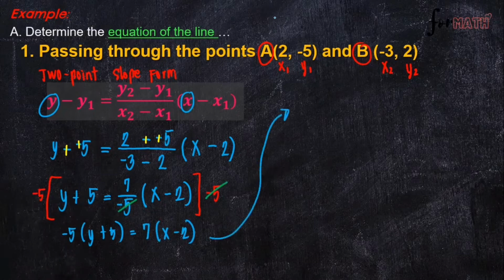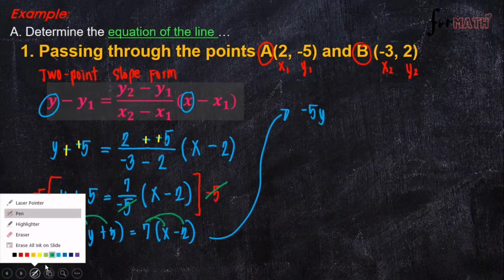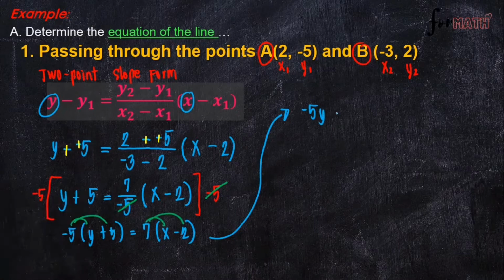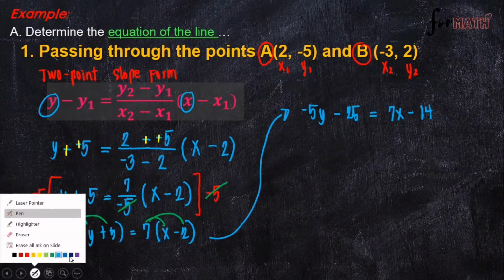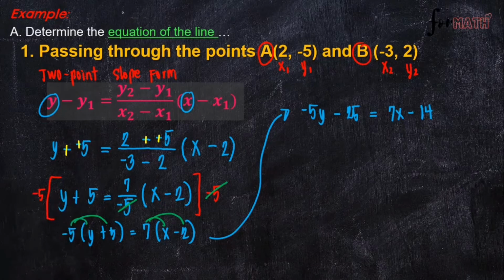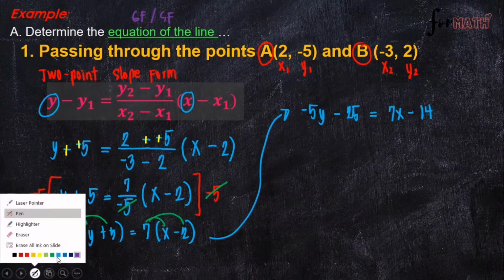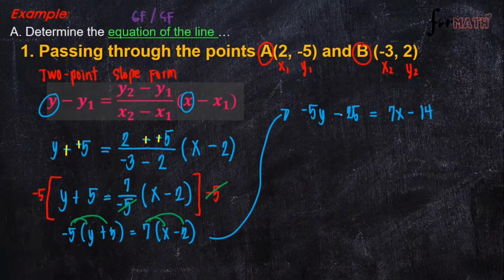Okay, so next. Okay, distribute naman natin. We have negative 5y. Ito po. Okay, ayan. Okay, distribute natin siya. We have negative 5y minus 25 equals to 7x minus 14. Okay, since we're looking for the equation of the line, so by the way, equation of the line in standard form or general form. So gawin natin tong general and standard form. So kung yun ang ating hinahanap, kailangan natin pagsamahin yung variable x and y sa isang side and then lahat ng constant ay sa isang side din.